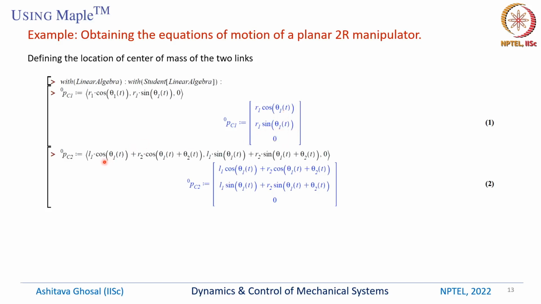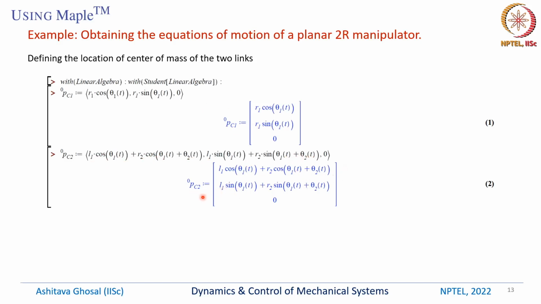Likewise, the location of the CG of the second link, which is after the first link, is L1 C1 plus R2 C12, L1 S1 plus R2 S12. Again, you can see it is L1 cos theta 1(t), r2 cos of theta 1 plus theta 2(t), and so on.